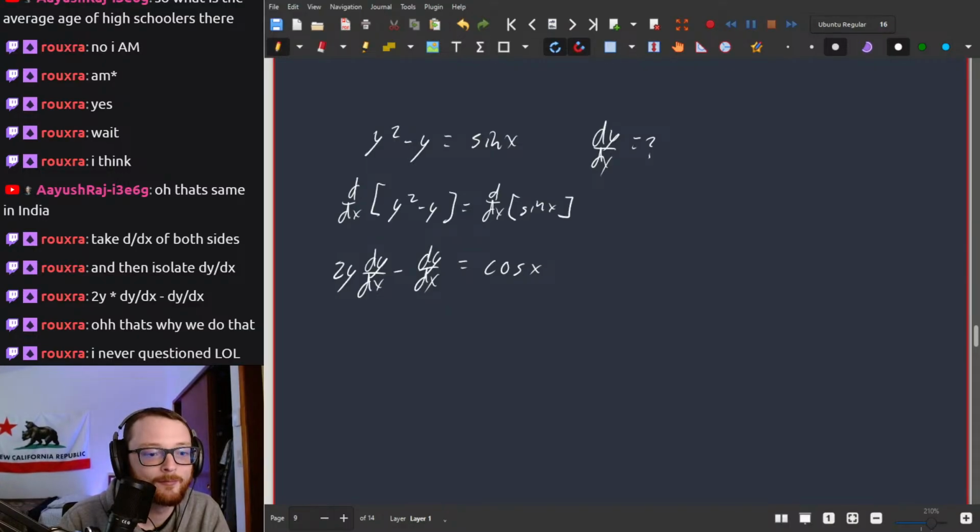Now we just want to isolate dy by dx so we can factor it out. And then we can divide the 2y minus 1 over. There we go. And so that's about the best that you can do. We can't really get rid of that y there, so we just leave it.